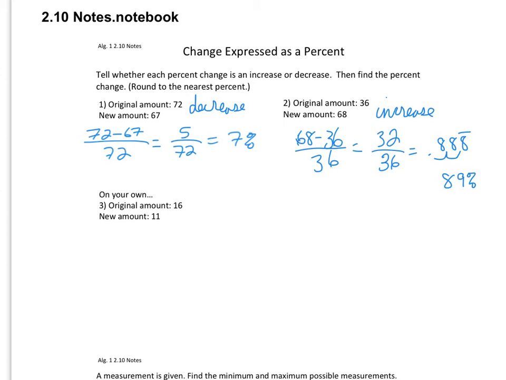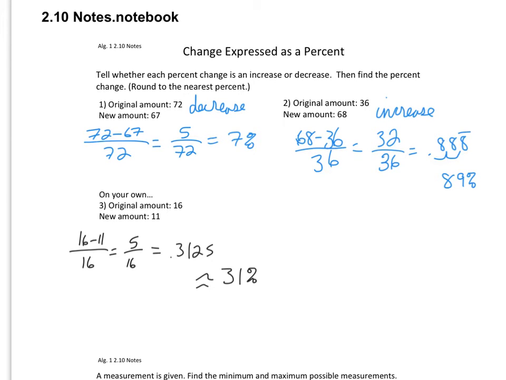Again, when we do these problems where it says on your own, I do want you to pause the video, actually try that, give it a shot on your own, and then come back to us in a minute or two when you feel like you've completed it, and check it out. We'll show you our work.